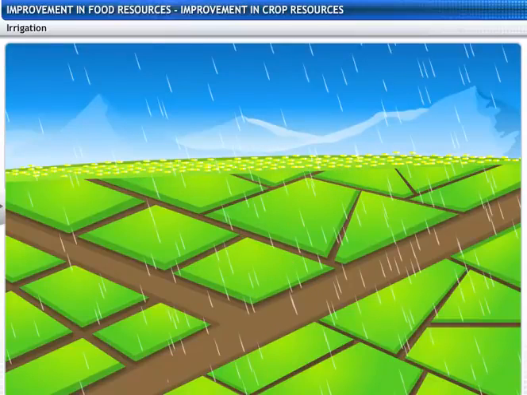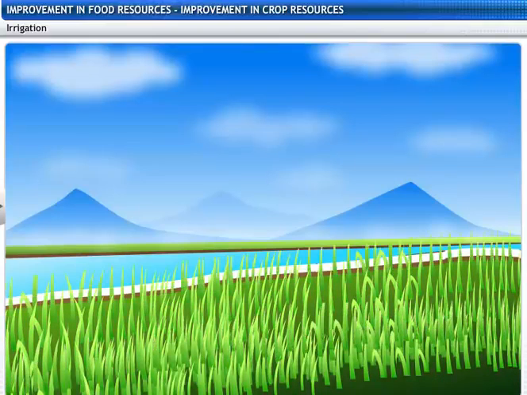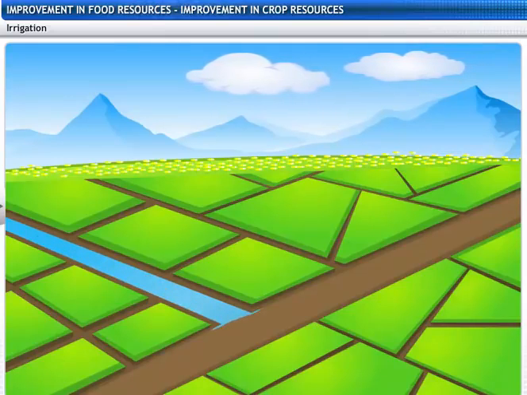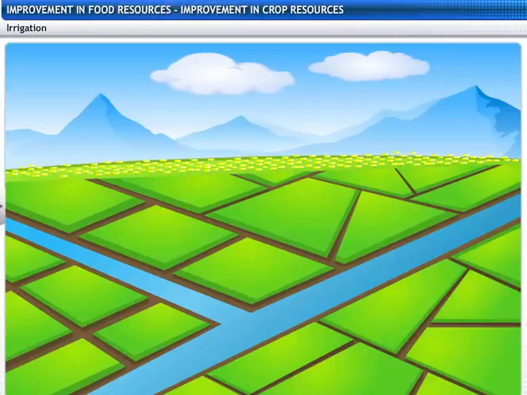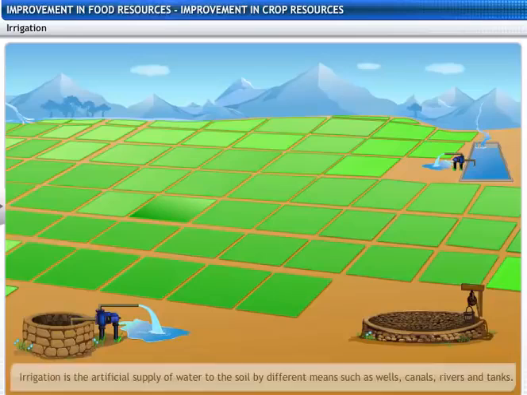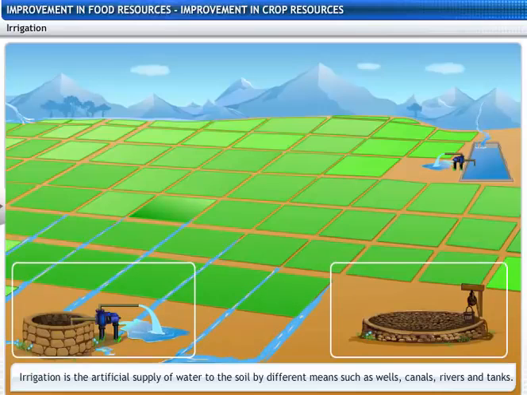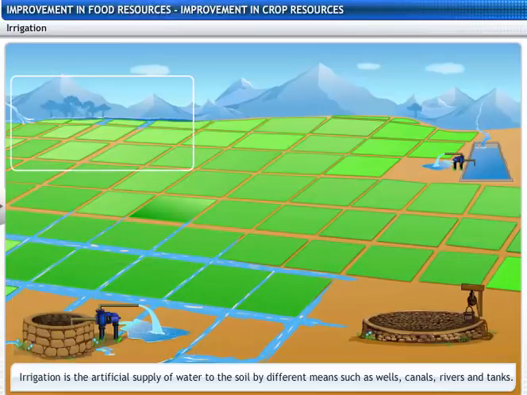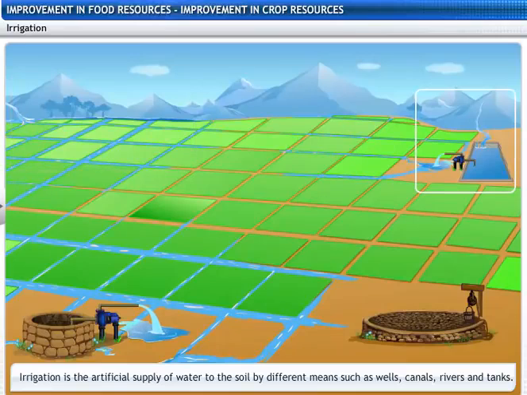Success of crops in most areas is dependent on timely monsoons and sufficient rainfall. To ensure that crops get water at the right stages of their growing season, more agricultural land needs to be brought under irrigation. What is irrigation? Irrigation is the artificial supply of water to the soil by different means such as wells, canals, rivers, and tanks.